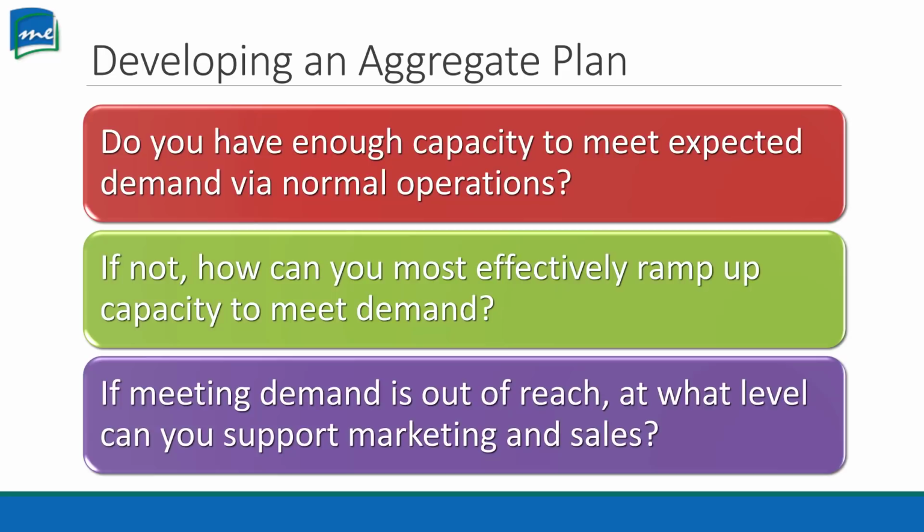If we do not, how can we most efficiently ramp up capacity to meet demand? Or I should say, if meeting demand is out of reach, at what level can we support marketing and sales? If we can't reach what we think demand is, maybe we can back off marketing and sales a little bit, because we don't want them to overpromise, right? We want to underpromise and overdeliver.